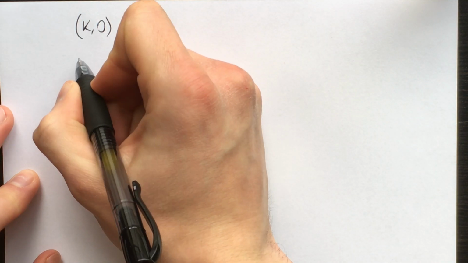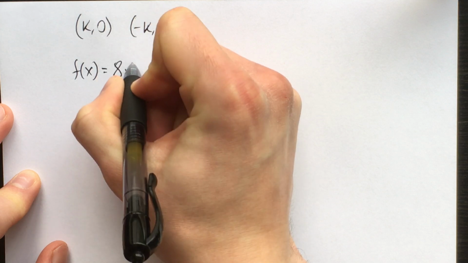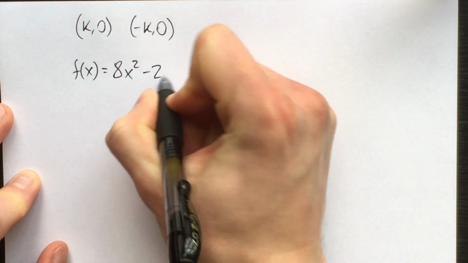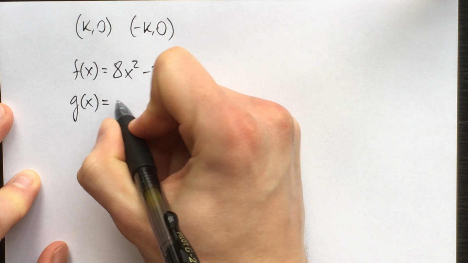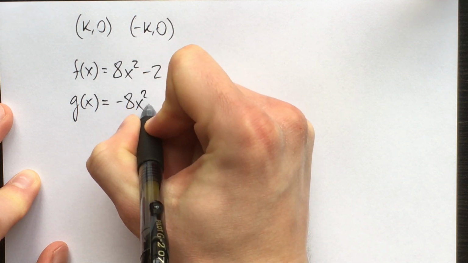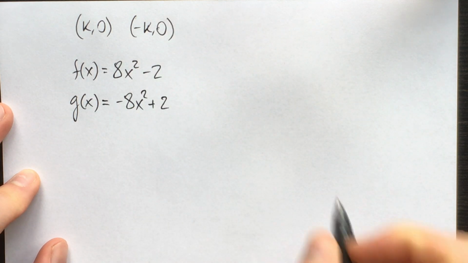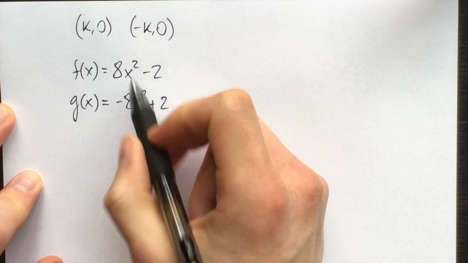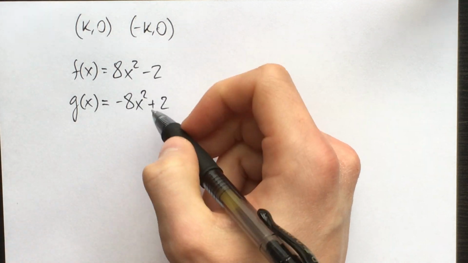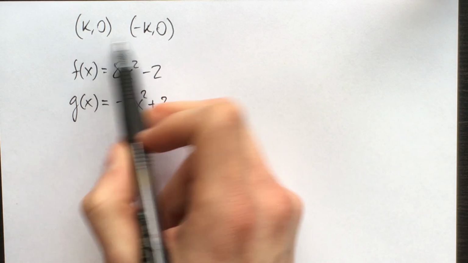So we're told that f of x is equal to 8x squared minus 2, and g of x is equal to negative 8x squared plus 2. Okay. So the first way of doing this is that basically we know that these intersect at 2 points, and we know that those 2 points also happen to be these values.